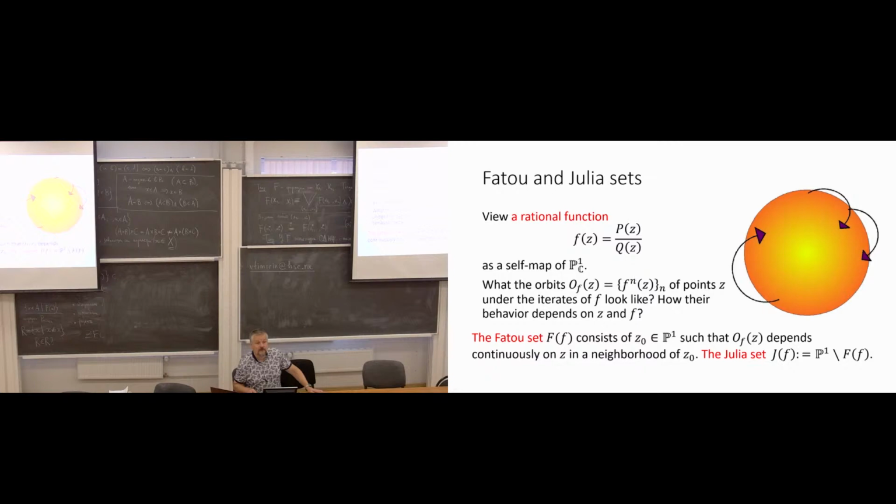In this way you get a sequence, and this sequence is called the orbit of z, and the question is what the orbit looks like, how its behavior depends on the choice of the initial point z, and maybe more importantly, how it depends on the choice of f. So if we change z, what happens, and if we start varying f, what happens?